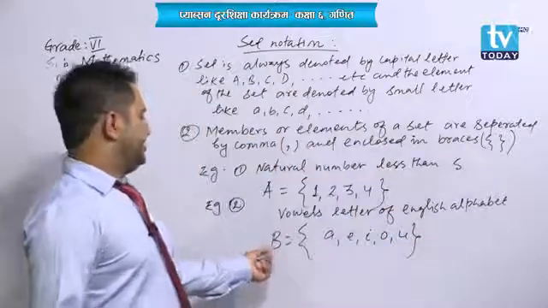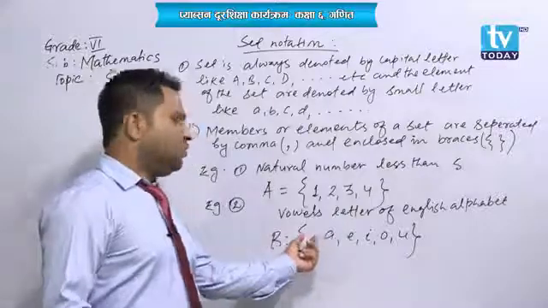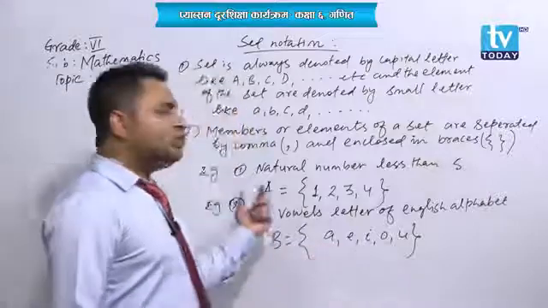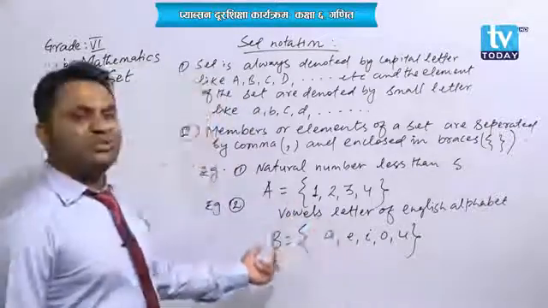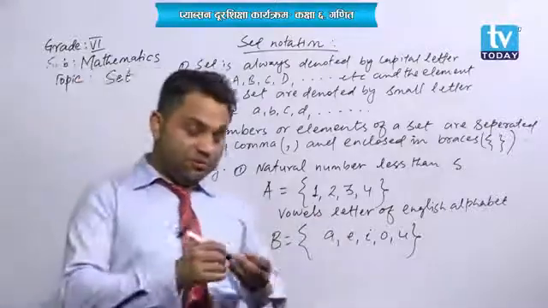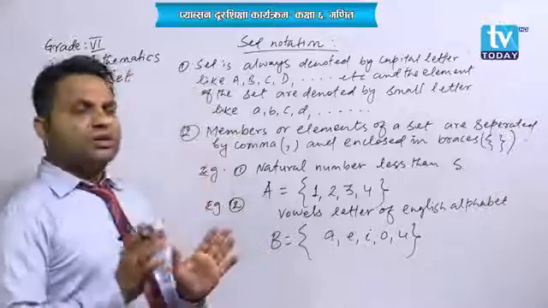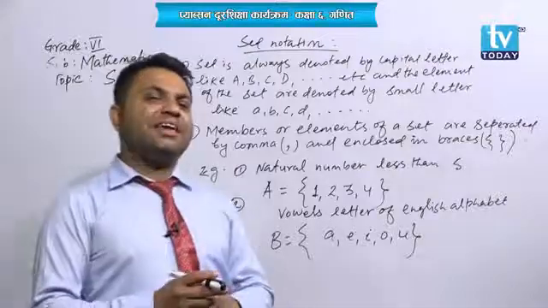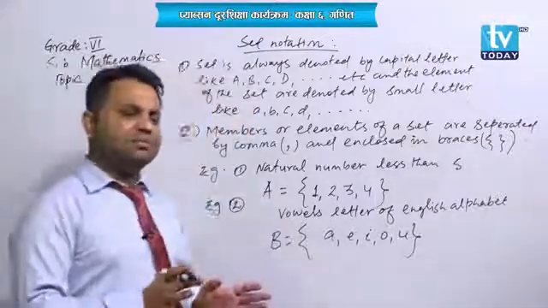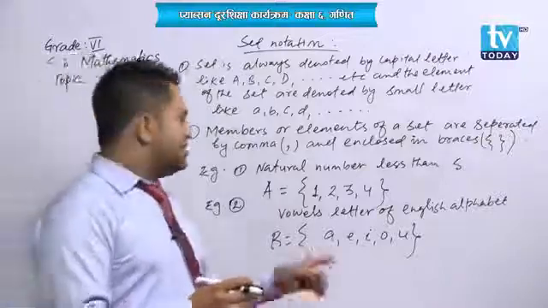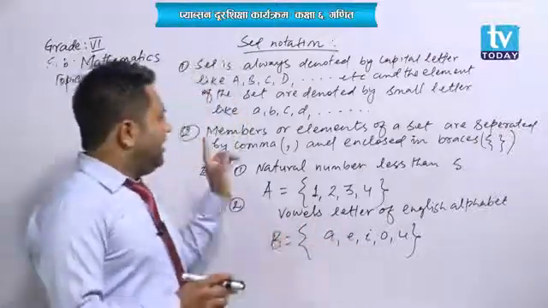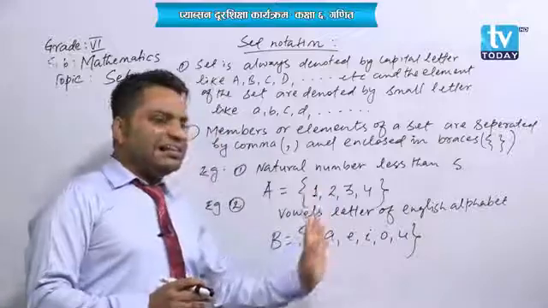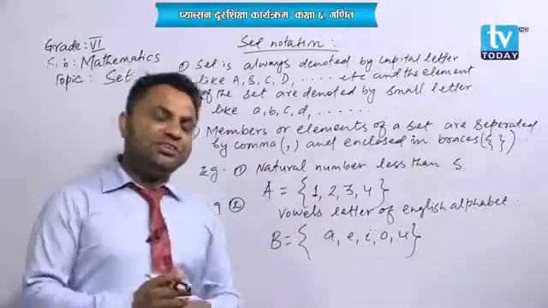Okay, we are denoting this set by B, and we are separating all these elements by commas and enclosing them in braces. These are some examples. You have to remember one thing: we have to denote the set by a capital letter like A, B, C, D, and the elements of the set are denoted by small letters, separated by commas and enclosed in braces.